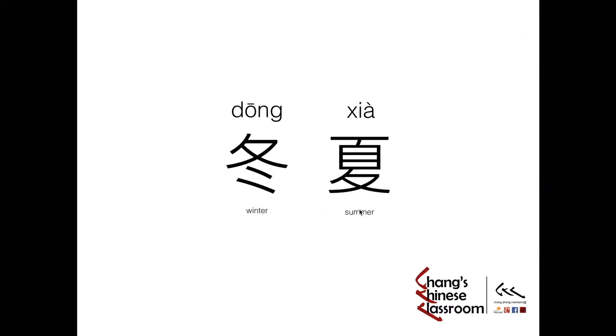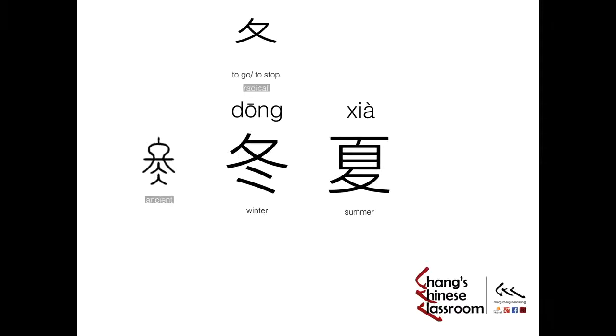Okay, next one, winter and summer. 冬 and 夏. Okay, let's start with winter. One of my favorite seasons. This is the Asian version of the character. You can see the air condensed and become the ice and then dropped. That's the typical signature of winter in China.